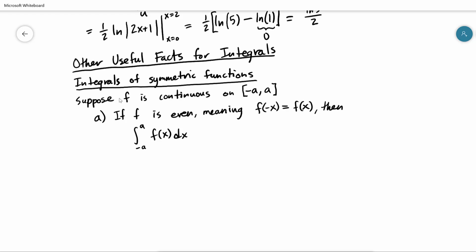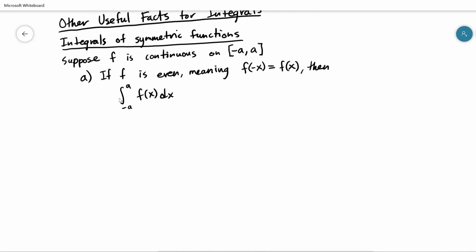So real quickly, I want to figure out what this is equivalent to. And I can do it pretty easily by just drawing a quick picture. Here is an example of an even function. Ooh, not quite.